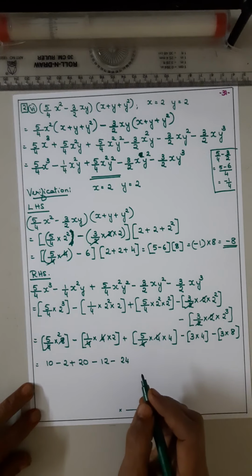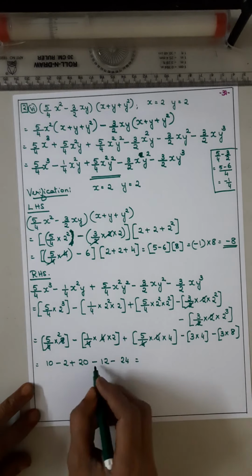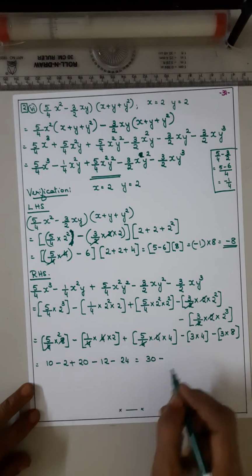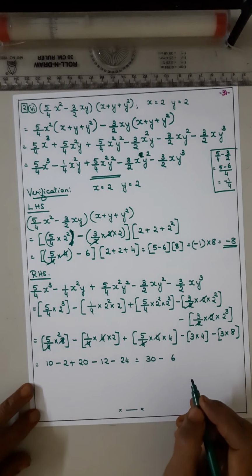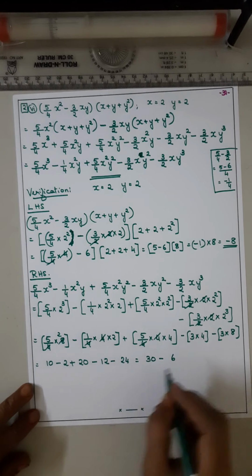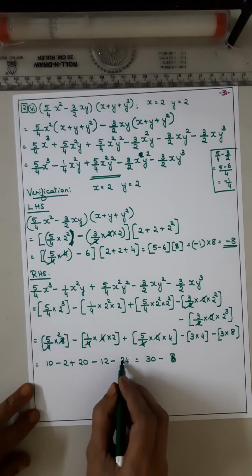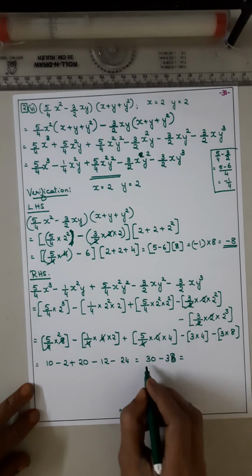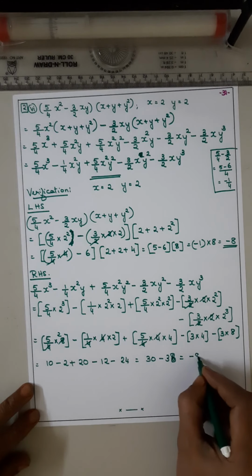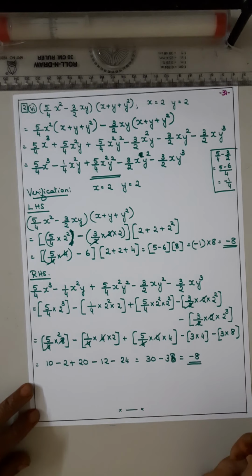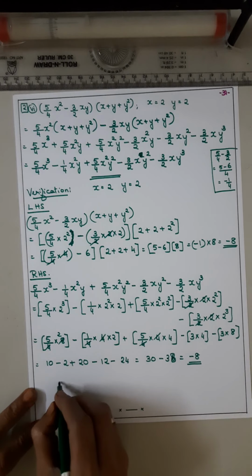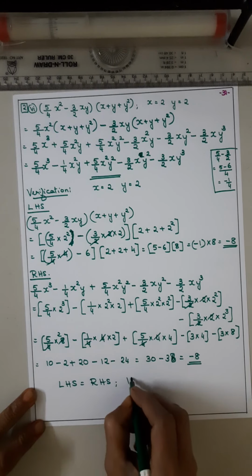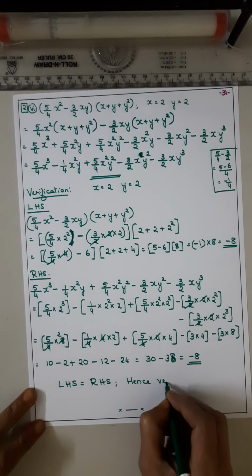You add the positive ones. It is 10 plus 20, 30. Negative ones, 4 plus 2, 6 plus 2, 8, then 2 plus 1 is 3, so 38. So 30 minus 38 is minus 8. Isn't it? So LHS is equal to RHS. Hence verified.